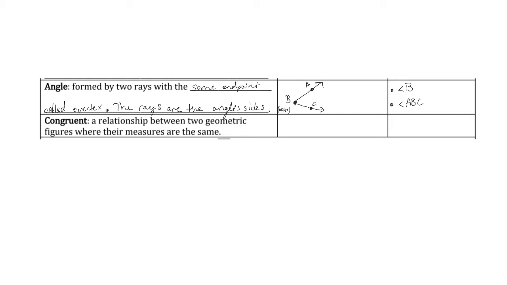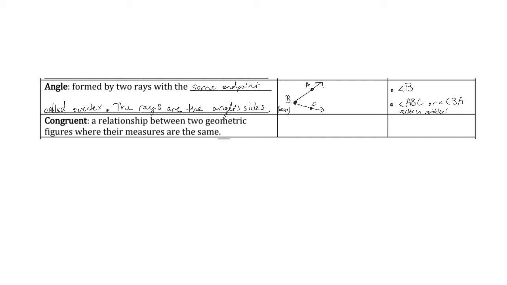Make sure the vertex is in the middle. That's important when naming them. Or CBA, because the vertex is still in the middle, but you can go in the opposite direction for naming it. The vertex always needs to be in the middle when you're naming it.